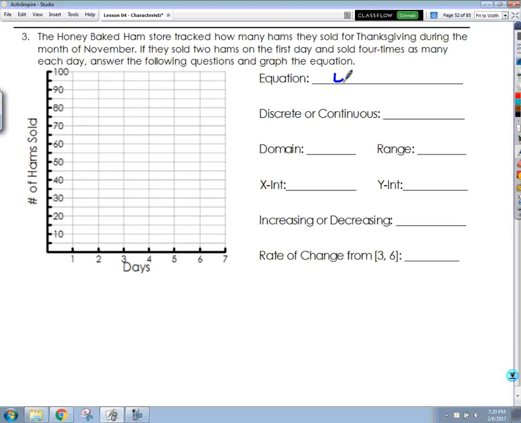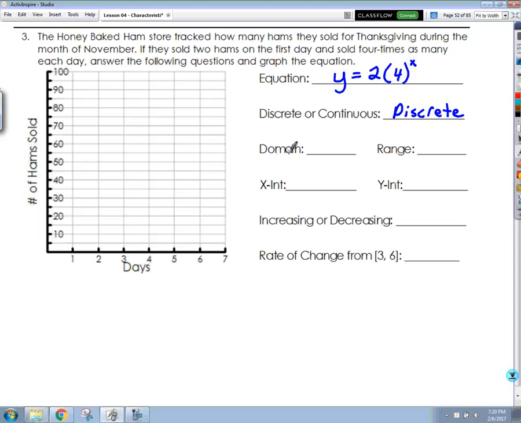Let's see here. So first day, 2 hams. So 2, 4 times as much. So 4 is our ratio, raised to the x. Okay. I'm going to say this is discrete because you can't sell half a ham unless we're selling slices.